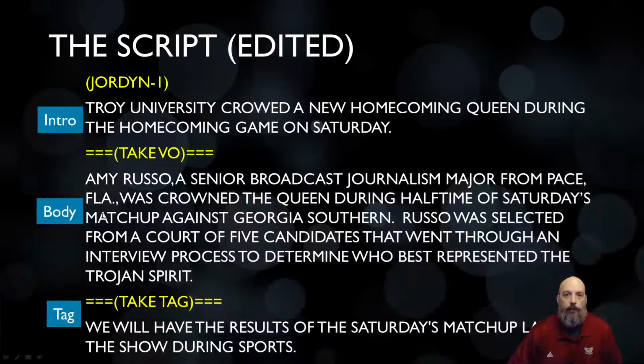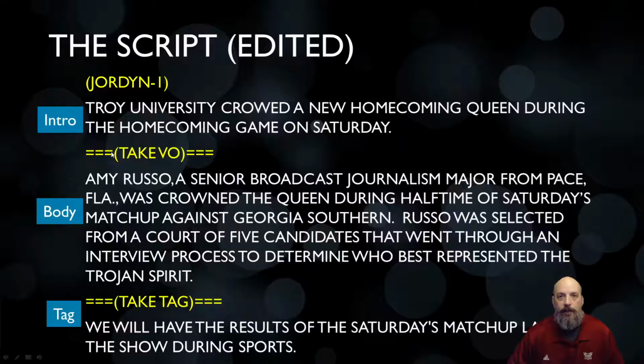So when it goes in the script, it looks a little bit like this. I have Jordan on camera 1. She's reading the intro. University crowned a new homecoming queen during homecoming game on Saturday. Then I have this strange looking text. It says equals equals bracket take VO equals equals equals.